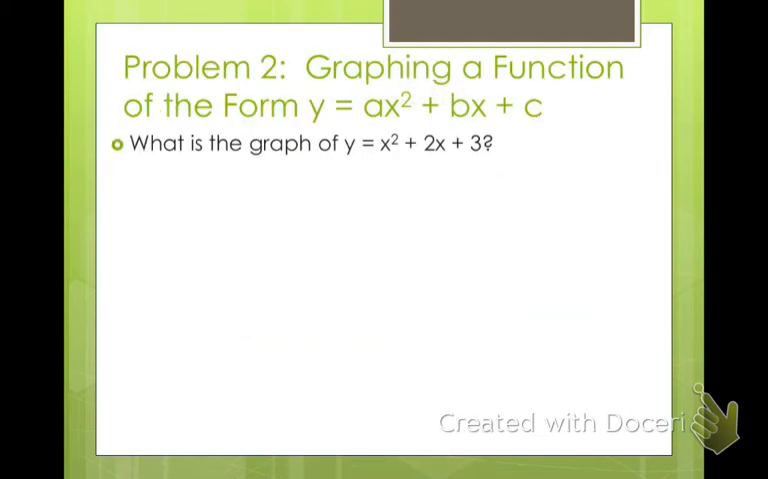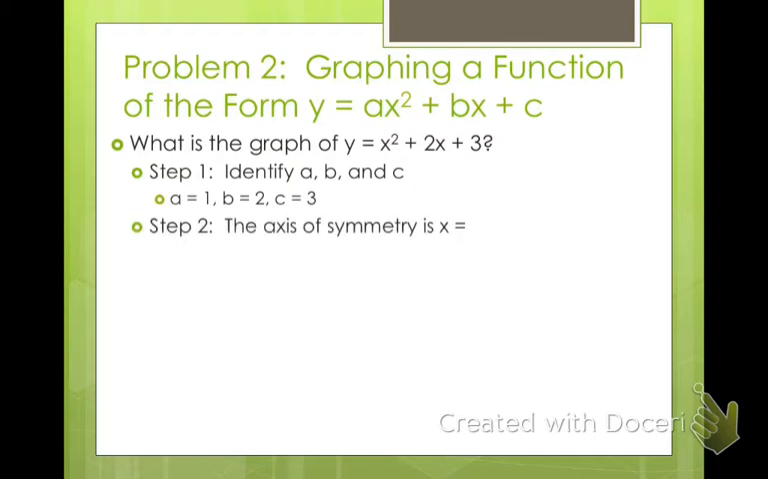So let's go ahead and graph this parabola. First, we're going to start by identifying a, b, and c. A is the number that's in front of x squared, b is the number in front of x, and c is the number by itself. So we know a is 1, b is 2, and c is 3. And then we're going to find our axis of symmetry. So we're going to use that -b over 2a.